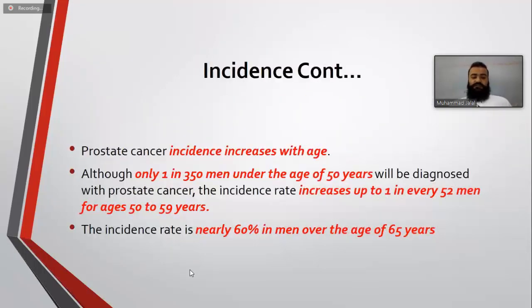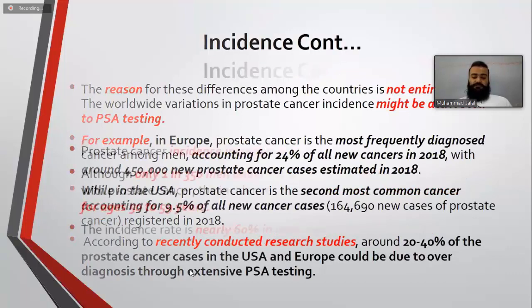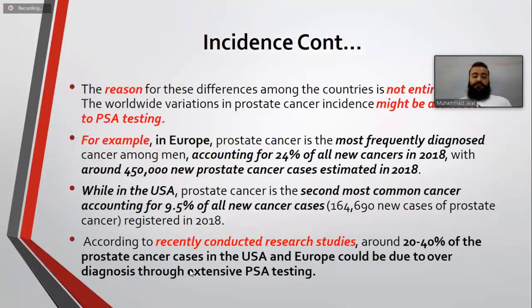Prostate cancer incidence increases with age, although only 1 in 350 men under the age of 50 years will be diagnosed with prostate cancer. The incidence rate increases to 1 in every 52 men at the age of 50 to 59 years. The incidence rate is nearly 60% in men over the age of 65 years. The reason for this difference among the countries is not entirely clear.